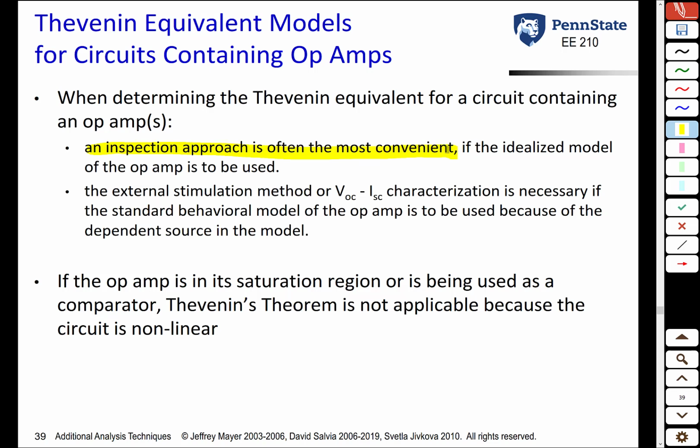What happens if you want to use a more complicated model for the op-amp, such as a standard behavioral model? Because a standard behavioral model has a dependent source in it, you have to use either the external stimulation method or the VOC-ISC method to find the Thevenin equivalent.